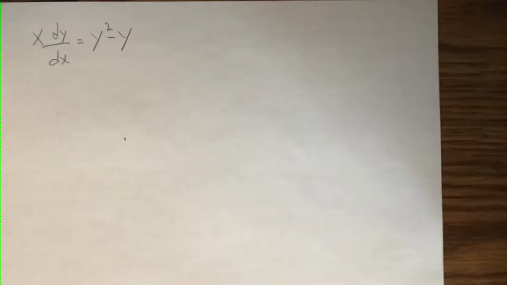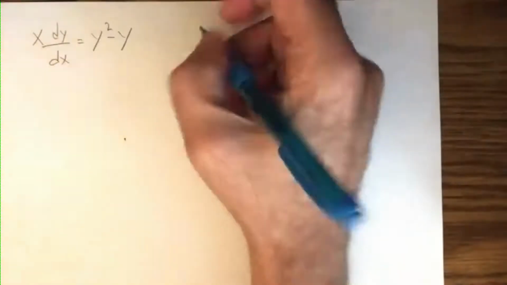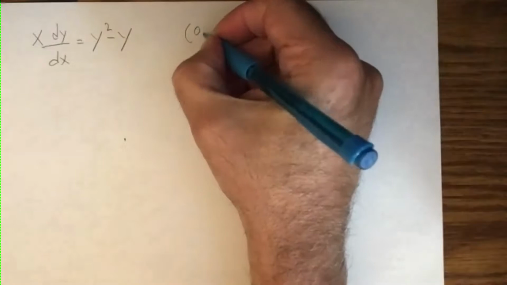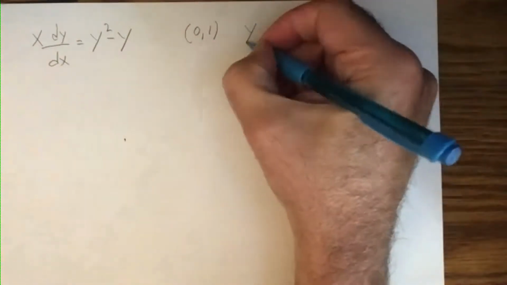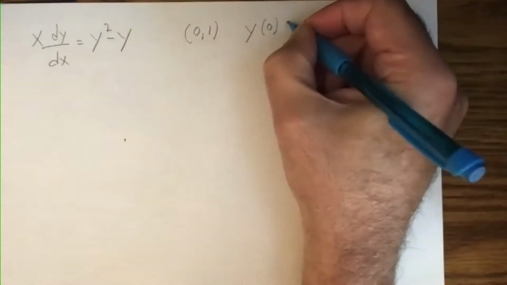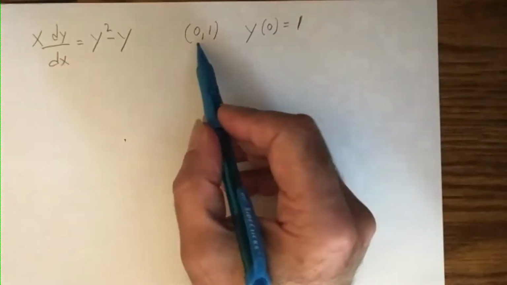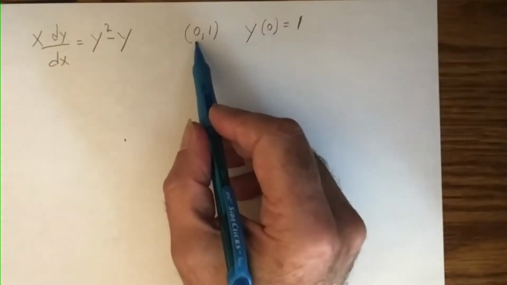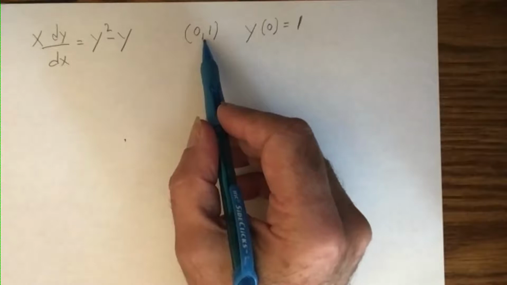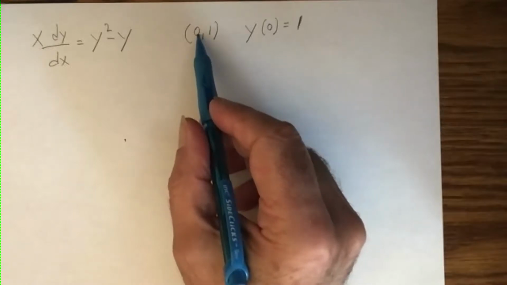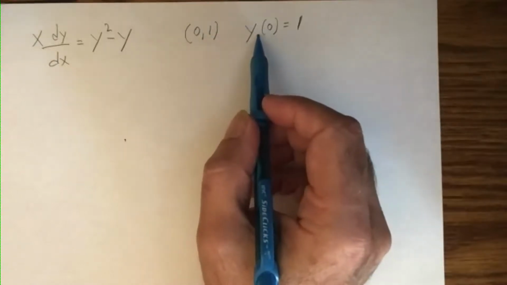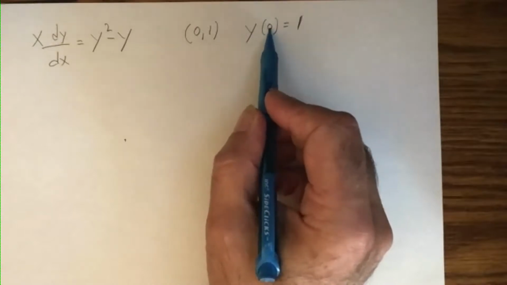Let's make it go through this point. So in other words, the initial condition would be 0, 1. So this will be an initial value problem where first we're going to find the general solution, and then we want to make it go through the point 0, 1. That's the same as x equal to 0 and y equal to 1.